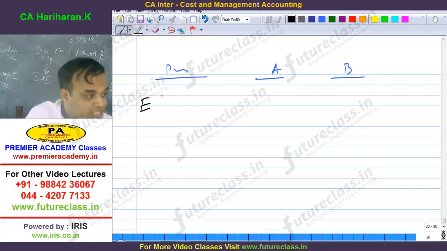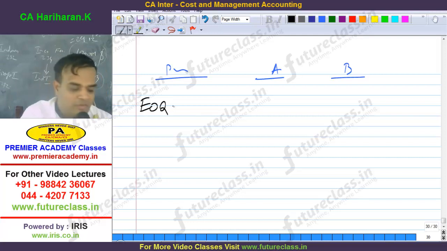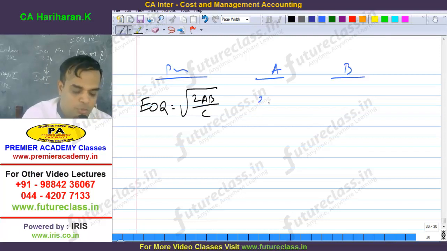EOQ you have to compute. Clear? What is the formula for EOQ? Square root of 2AB divided by C. With respect to A, 2 into how much annual requirement?